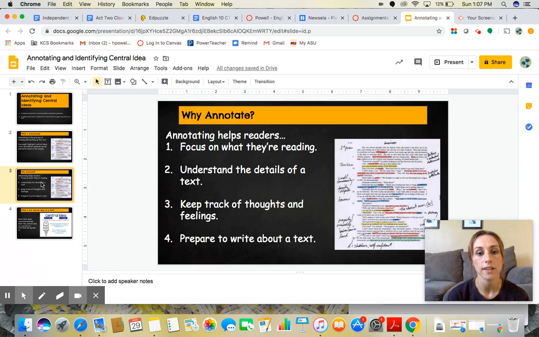So why annotate? Well, annotating helps readers focus on what they're reading, understand the details of a text, keep track of thoughts and feelings. And one thing that I find most important is to prepare to write about a text. A lot of times if I know that I have a writing assignment coming up and some readings that we're doing in preparation for it, I'm going to annotate and highlight evidence that I know I'll be able to use to support my own ideas. And that is something that you will be expected to do for both of these reading assignments.